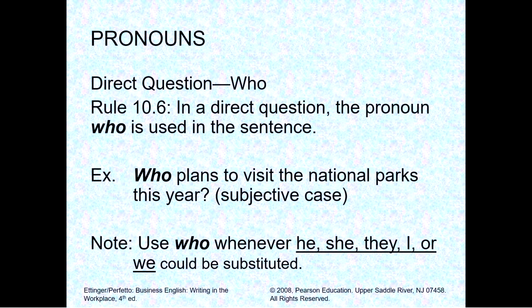All right, so let's keep going. Here we've got 10.6, direct question. In a direct question, the pronoun who is used in the sentence. So if you have to label a direct question to someone, the word you always have to start with is who. Who plans to visit the national parks this year? Subjective case here for sure. Who is subjective, right? But this is a direct question, so you use the word who. Note: use who whenever he, she, they, I, or we could be substituted. These are subjective, as it says right there, not objective.